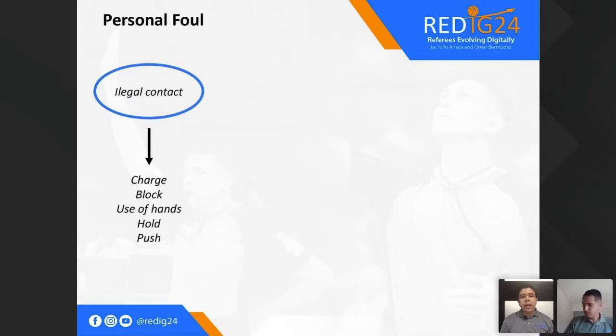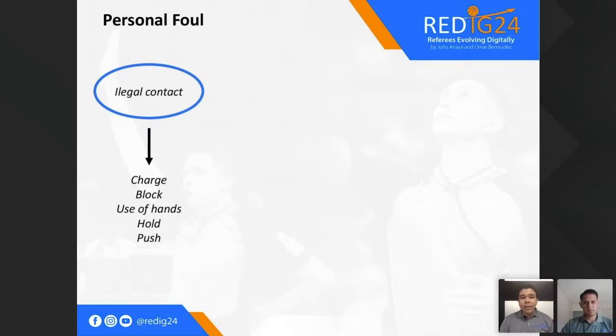The first is that an illegal contact needs to occur. And when we talk about illegal contact, the rules set out the types of illegal contact. The rules describe what is a charge, a block, an illegal use of hands, a hold and a push. Those are the illegal contacts that we are looking for when we are refereeing and calling fouls.